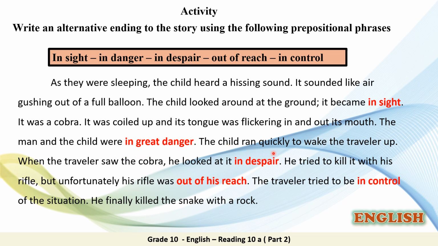The child ran quickly to wake the traveler up. When the traveler saw the cobra, he looked at it in despair. He tried to kill it with his rifle, but unfortunately his rifle was out of his reach. The traveler tried to be in control of the situation. He finally killed the snake with a rock.